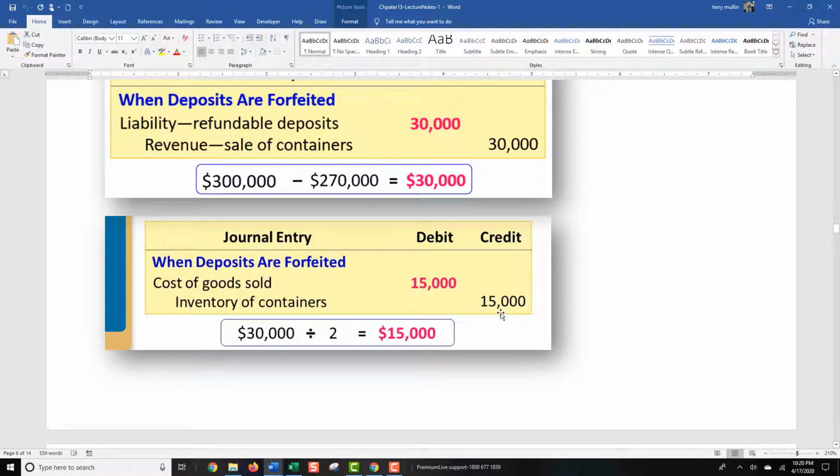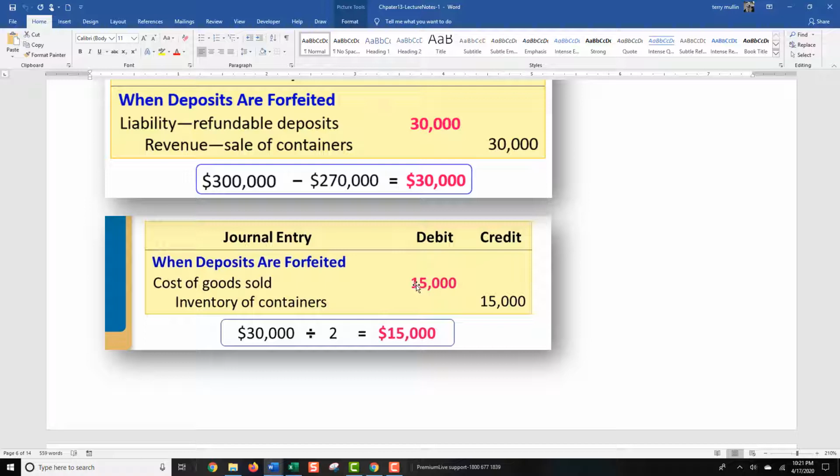Now they have to record that they no longer have the inventory, which was 50% of what they charged. So they take the inventory off the books with a credit, and they now have the expense. So they're going to record the revenue of $30,000 and the cost of goods sold of $15,000. So they're going to make a $15,000 profit on people not returning those containers.